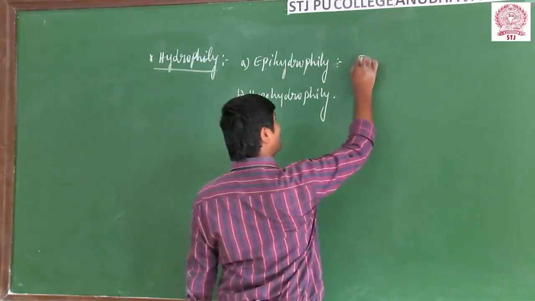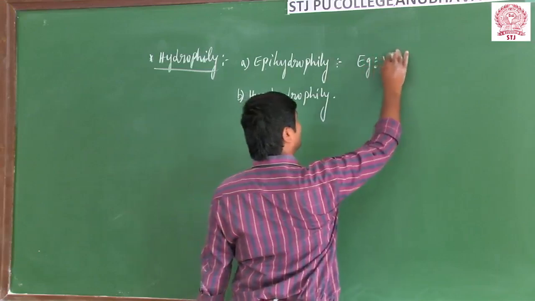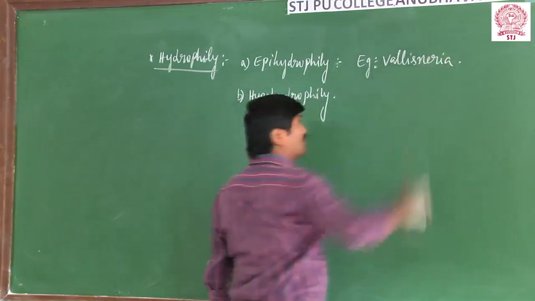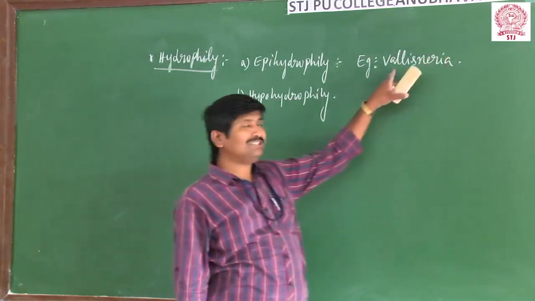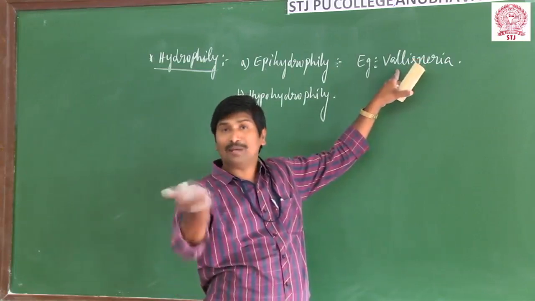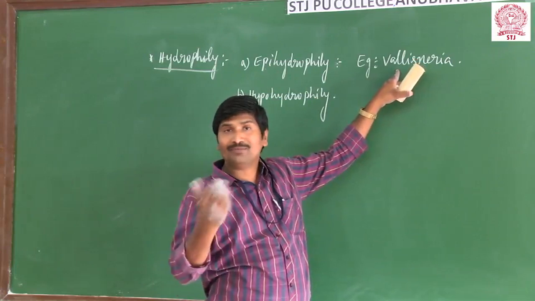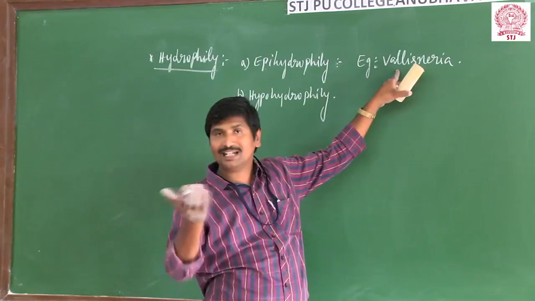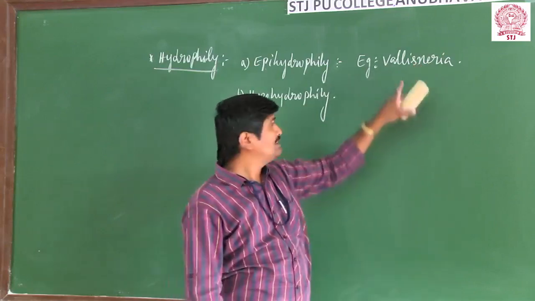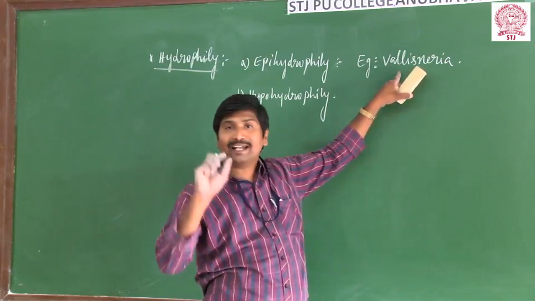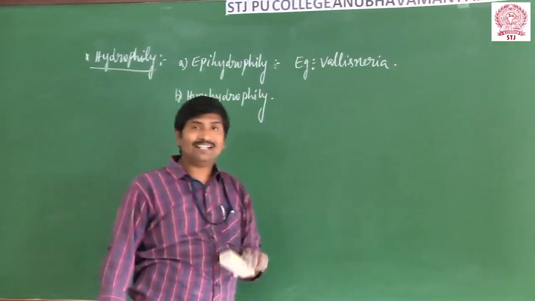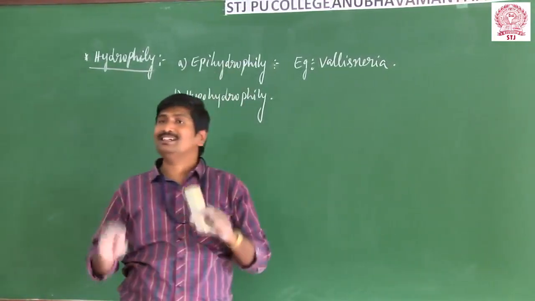The best example for the epihydrophily, Vallisneria. What is Vallisneria? Vallisneria is one of the dioecious plants. The male flowers and female flowers are present on different plants. That condition is known as the dioecious plants. So Vallisneria is a dioecious plant. They contain unisexual flowers. In Vallisneria, the epihydrophily takes place.